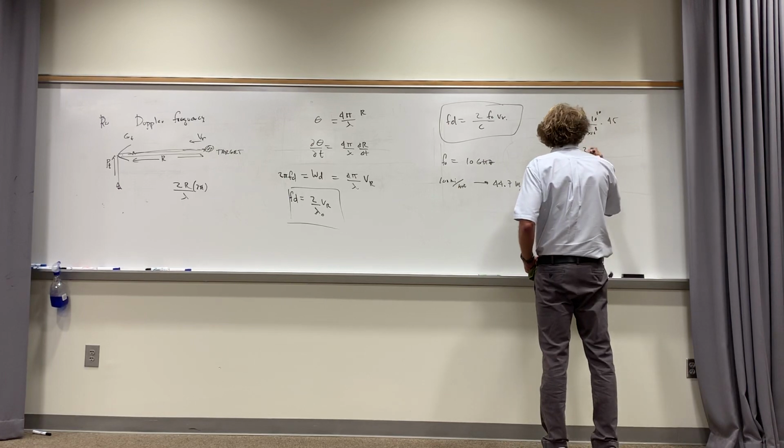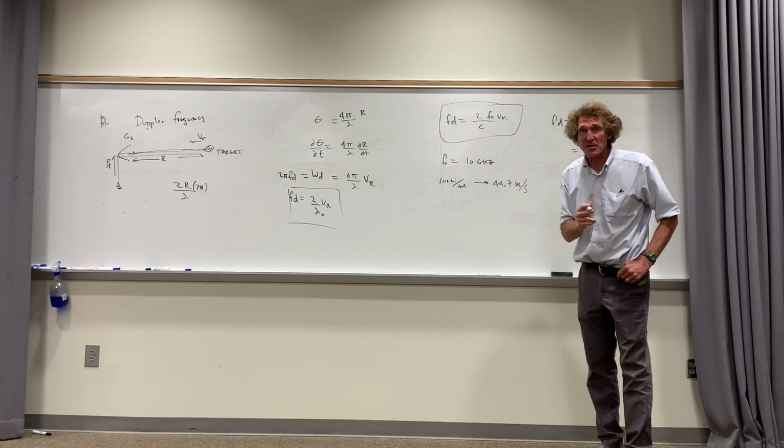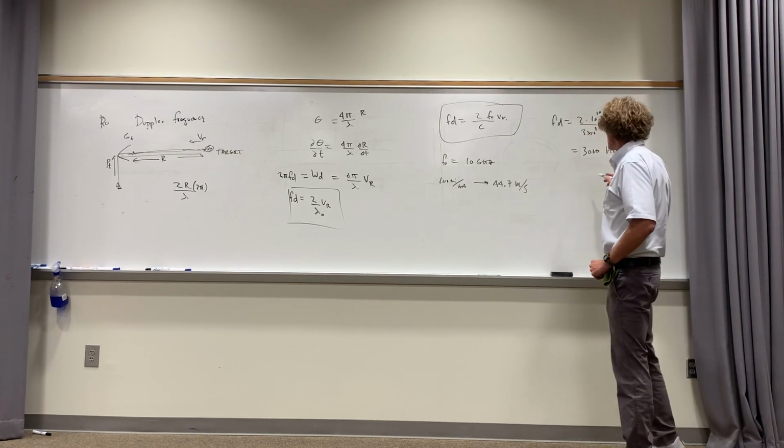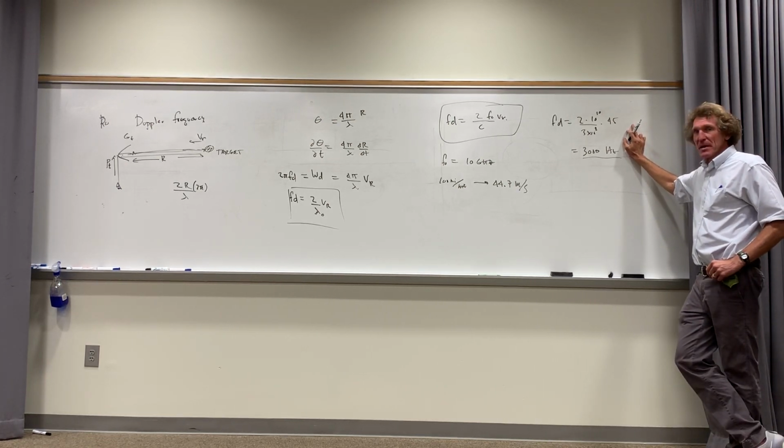So it's 3,000 hertz. Now I want you to notice this. We're transmitting 10 gigahertz, and we're only getting a shift of 3,000 hertz. Is that measurable?